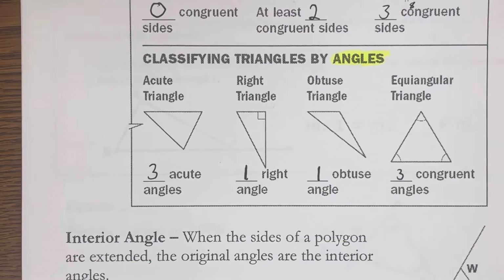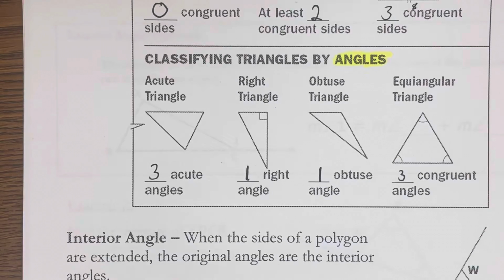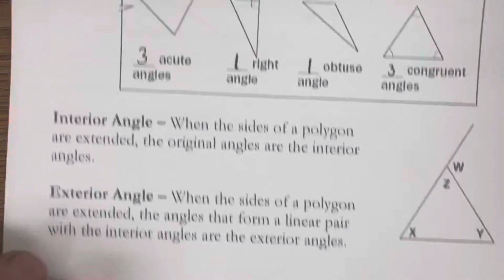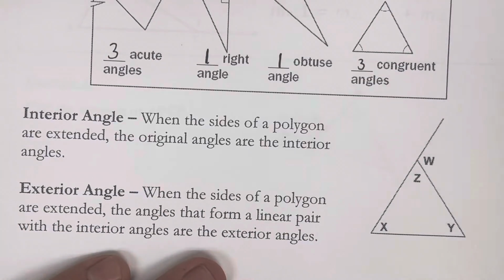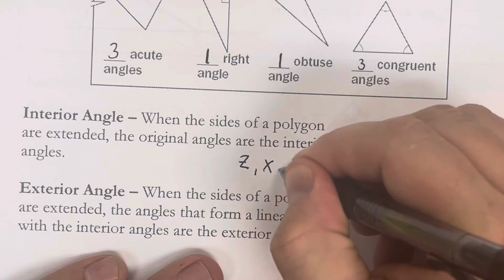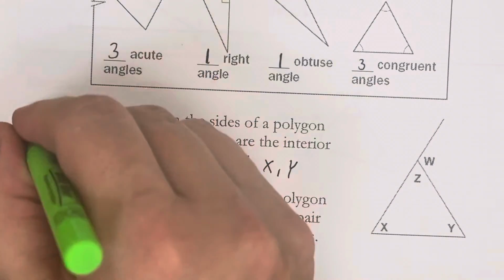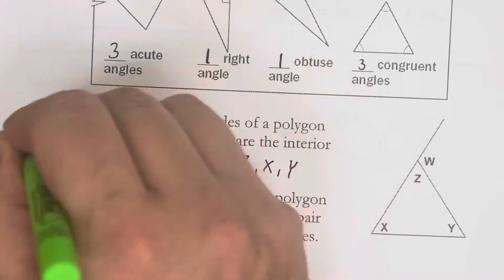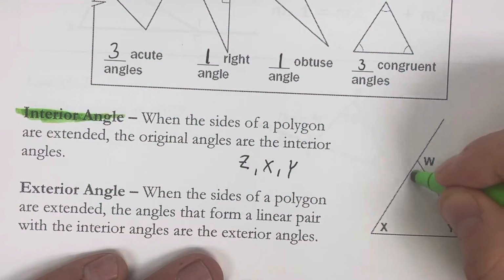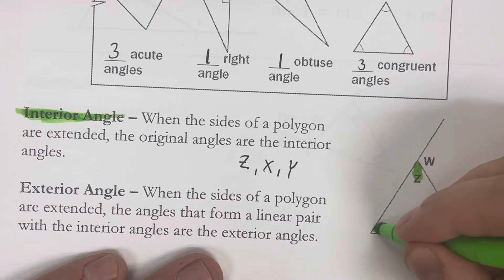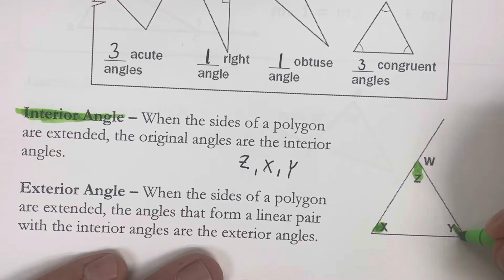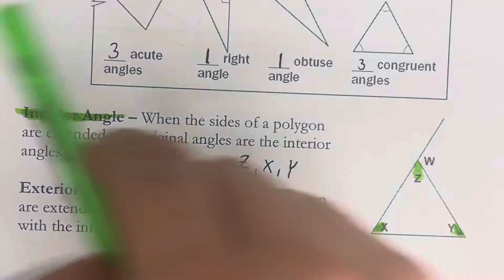The next thing we need to discuss after we're done with our classifications is an interior angle versus an exterior angle. Typically, all the angles you've worked with in the past are interior angles. And the interior angles are on the inside of the triangle. So Z, X, and Y, those are all interior angles. They're on the inside. Okay, so I'm going to highlight those in green. So interior angles are on the inside. Z, X, Y.